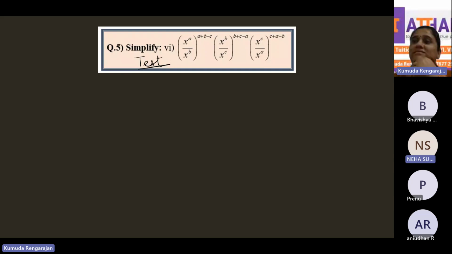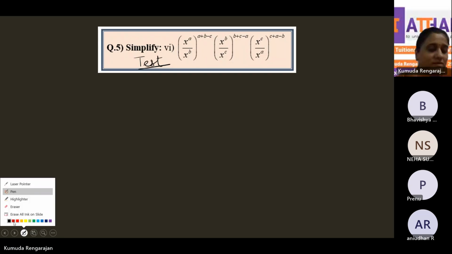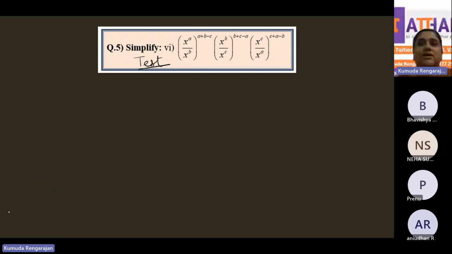Ma'am, I got the answer as 1. 1, na? Okay. How many of you got 1? Okay, so Neha, Vatsa and Sadhana, Savarna. All right. So Savarna, tell me what is the first step?